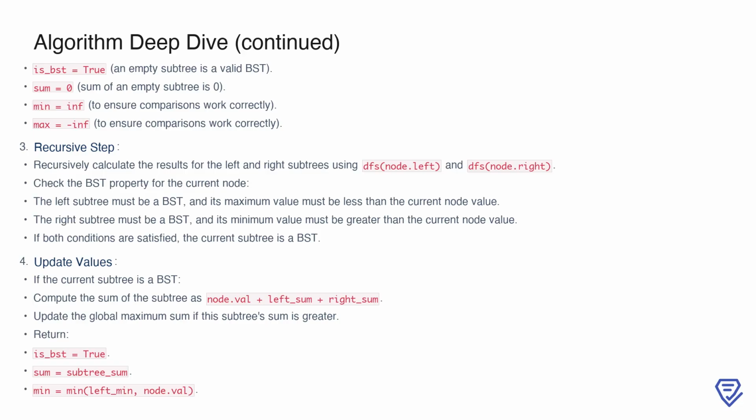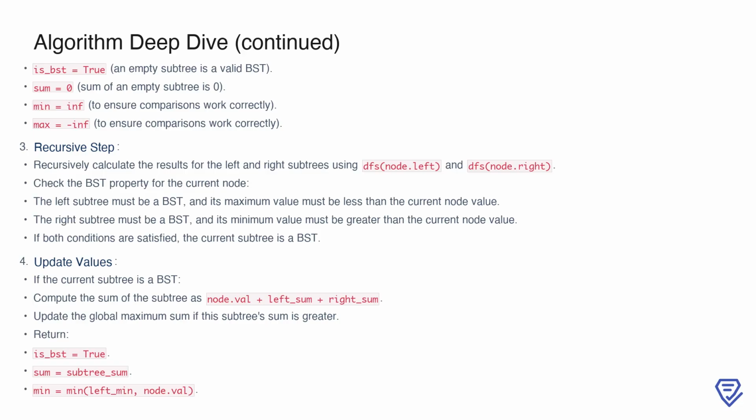Moving to the recursive step, we compute the results for the left and right subtrees by calling the DFS function on the left and right child nodes of the current node. To check if the current subtree is a valid BST, we verify two key conditions. First, the left subtree must be a valid BST, and its maximum value must be strictly less than the current node's value. Second, the right subtree must also be a valid BST, and its minimum value must be strictly greater than the current node's value. If both conditions are met, the current subtree is a valid BST.